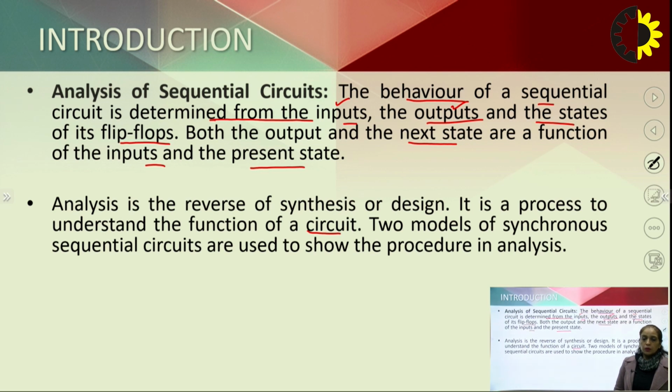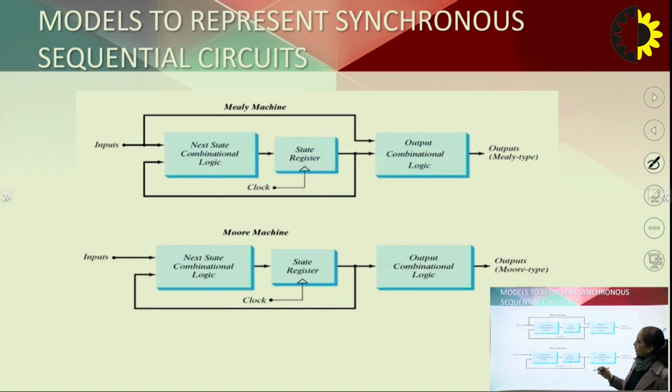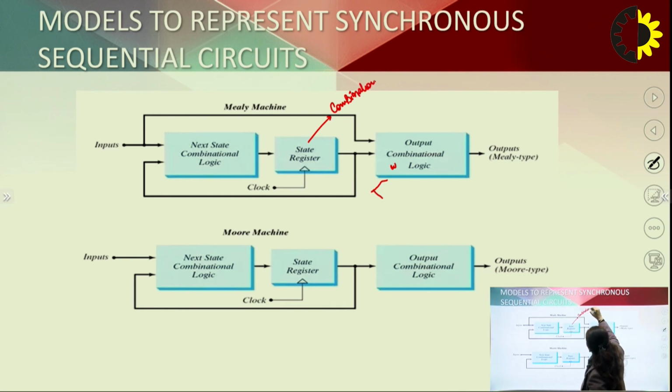With the help of these two modes, we can analyze any sequential circuit. These two modes are classified as Mealy circuits and Moore circuits. In case of a Mealy circuit, we are going to have some combinational logic. Some state registers will be there. This state register will be the combination of flip-flops, right? And your outputs will be collected with the help of some combinational logic.